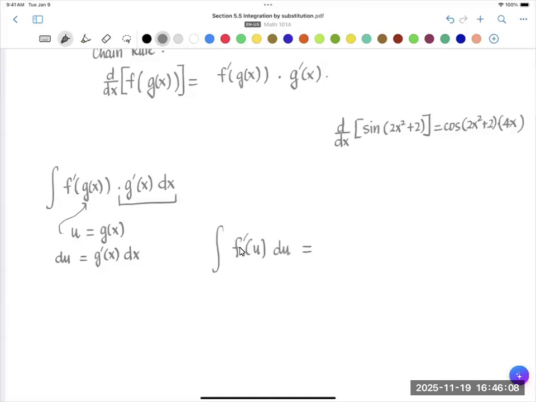The integral and the derivative are inverses of each other. When you take the integral of the derivative, this gives you back the function f of u, plus c. But u is g of x, so that's f of g of x plus c. When you take the derivative of the composite function, you get f prime of g of x times g prime. If you take the integral of f prime of g of x times g prime by using u substitution, letting u be the inside function, you come out with the original function. This is called the u substitution.